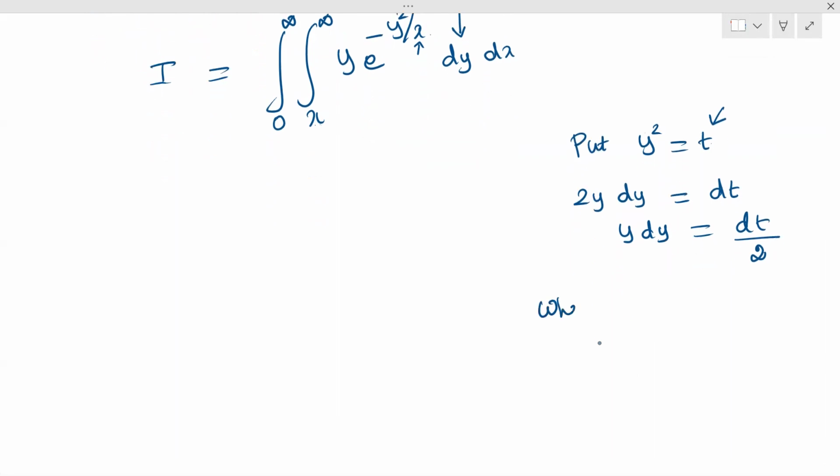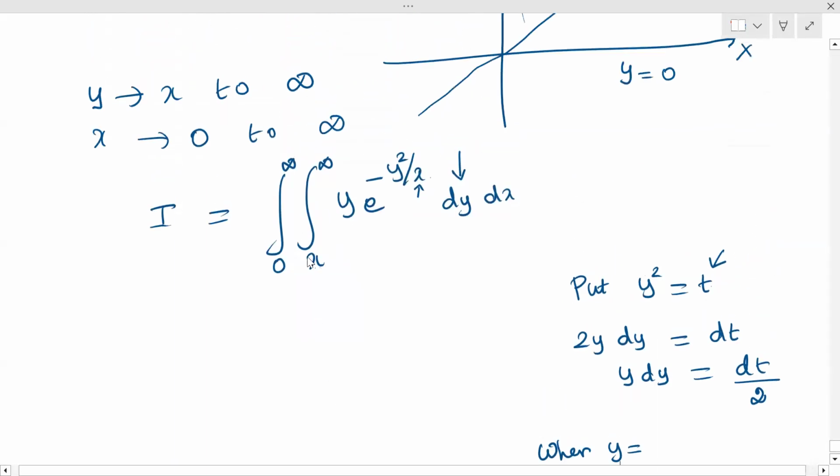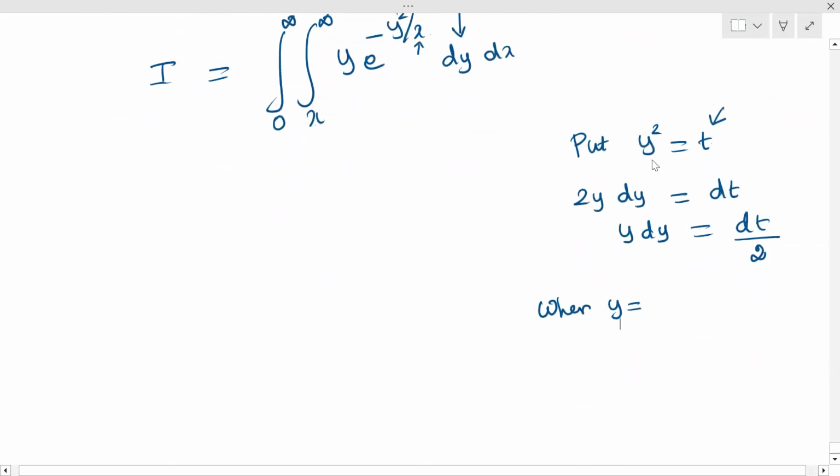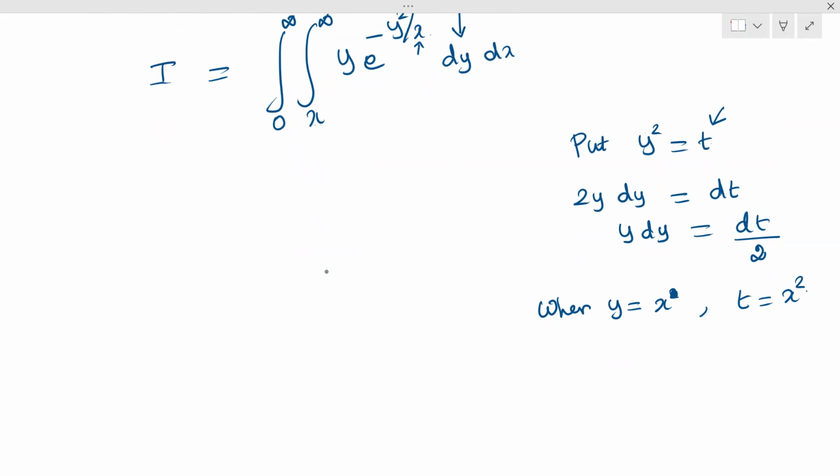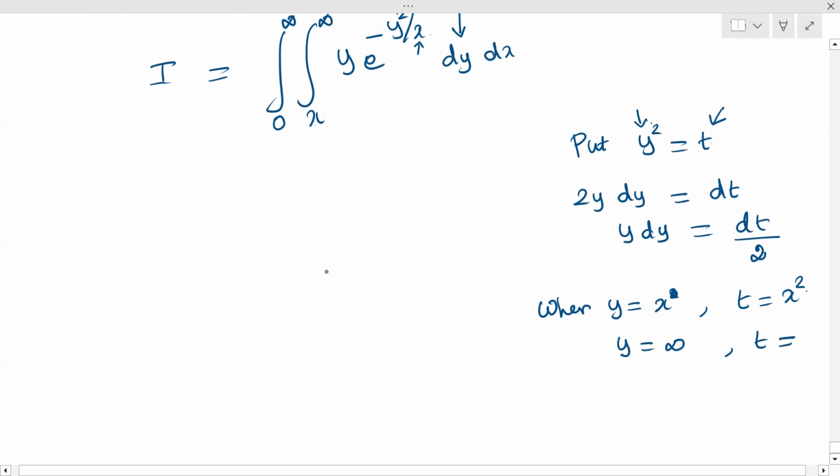The lower limit of y is x. Here substitute y equal to x. When y equals x, t equals x square. Next, what is the upper limit? Y equal to infinity. The t value is infinity square, that is nothing but infinity.